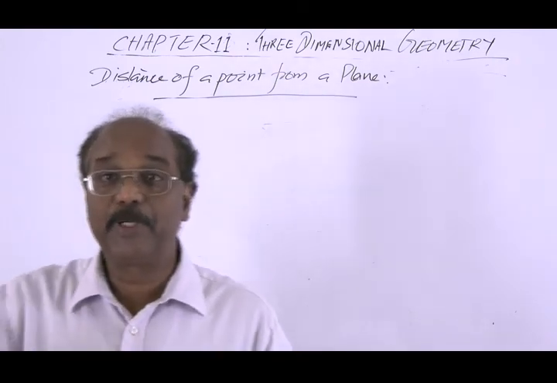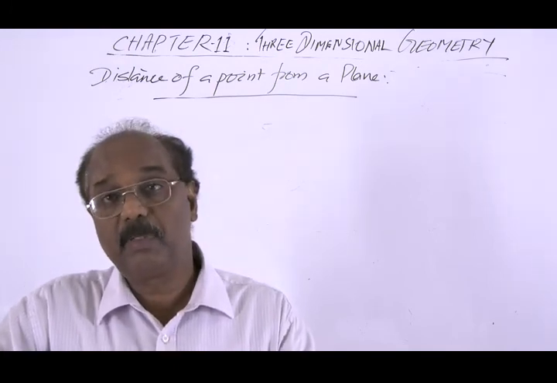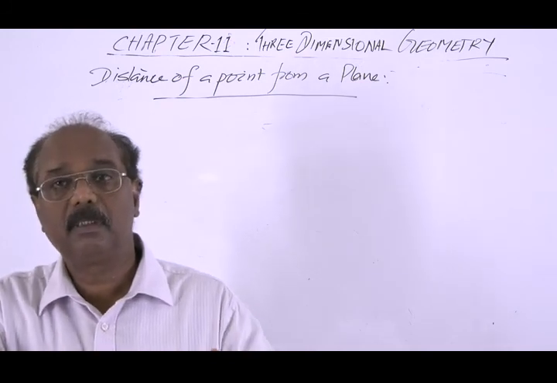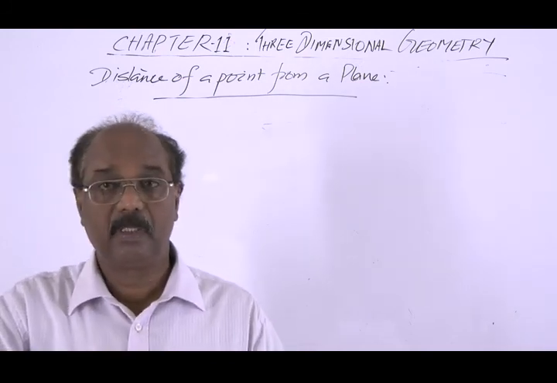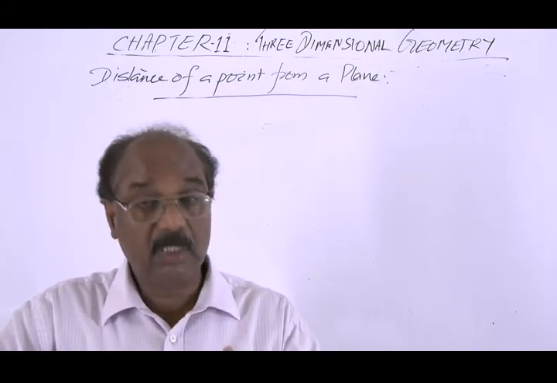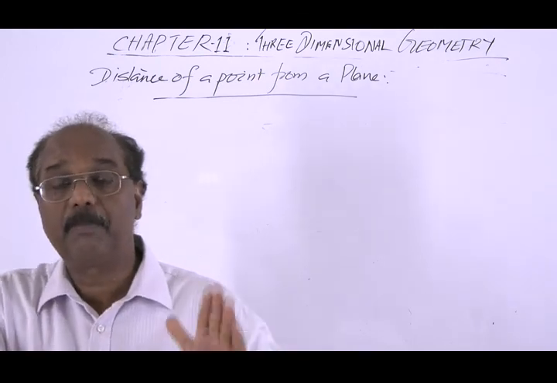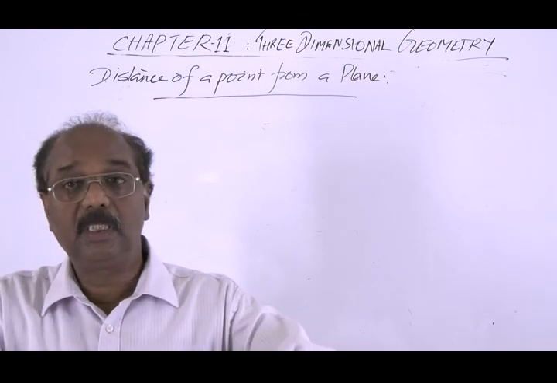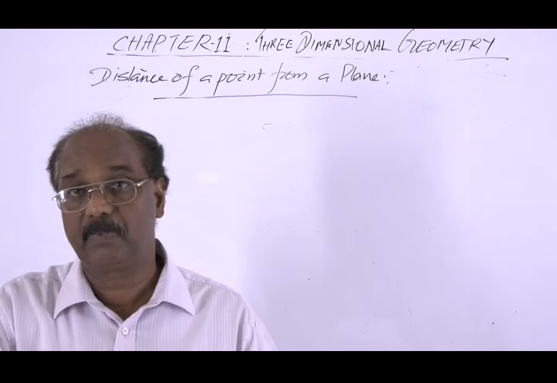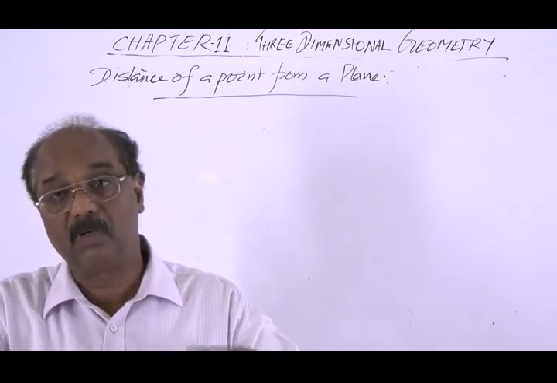The distance of a point from a plane. Distance of a point from a plane means the shortest distance from the plane. Shortest distance is always the perpendicular distance. So, we want to find the perpendicular distance of a point from a plane. The plane will be a given plane, and the point also will be given, that is, the equations of the plane and the point are given.